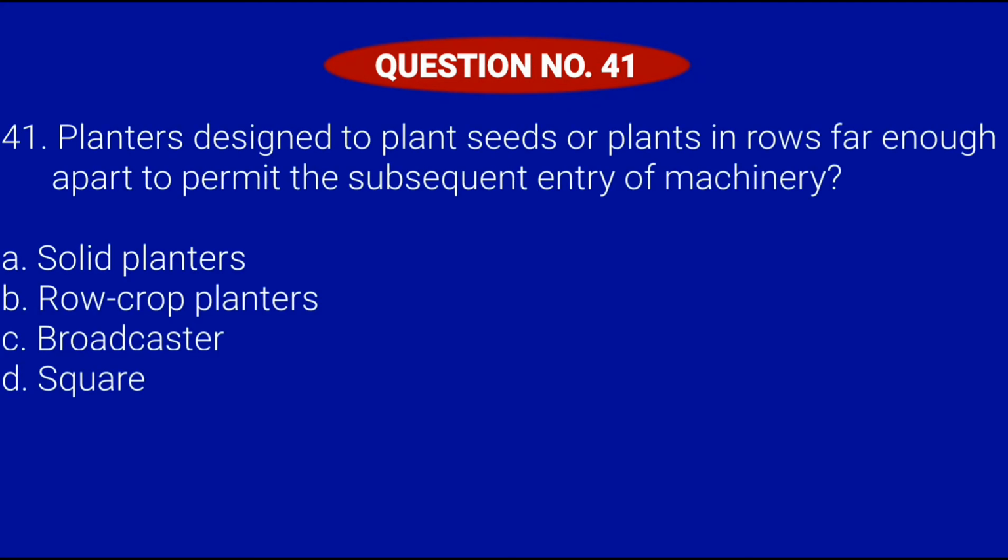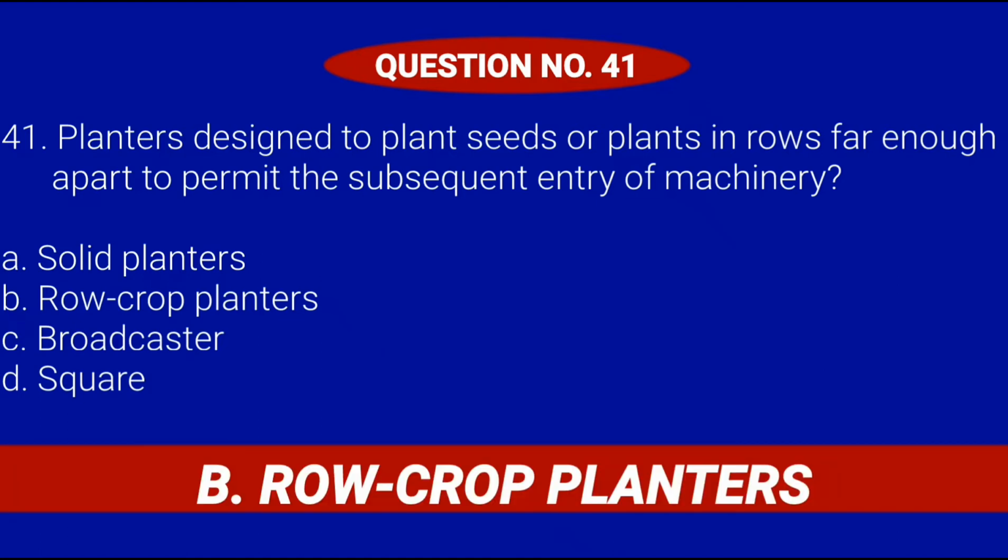Question number 41. Planters designed to plant seeds or plants in rows far enough apart to permit the subsequent entry of machinery. Letter A. Solid planters. Letter B. Row crop planters. Letter C. Broadcaster. Or letter D. Square. Correct answer is letter B. Row crop planters.